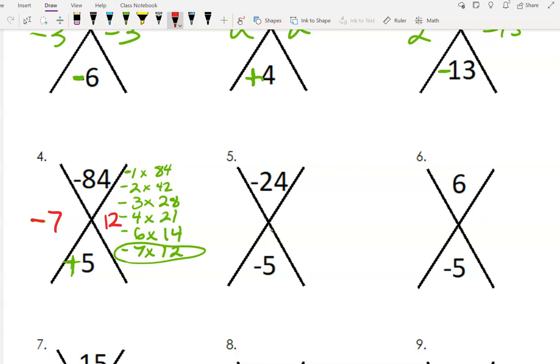All right. Okay, keep trying these. So you're going to multiply to a negative and add to a negative. That means the bigger one is going to be negative. Okay, so we could go 1 times -24. We could go 2 times -12. We could go 3 times -8. And there you have it.